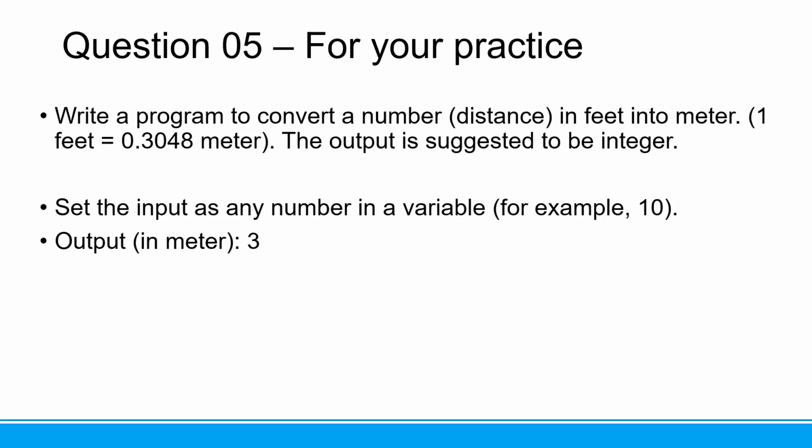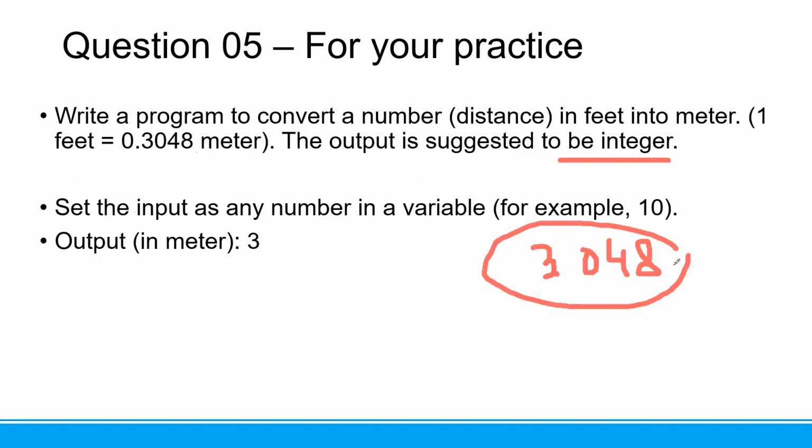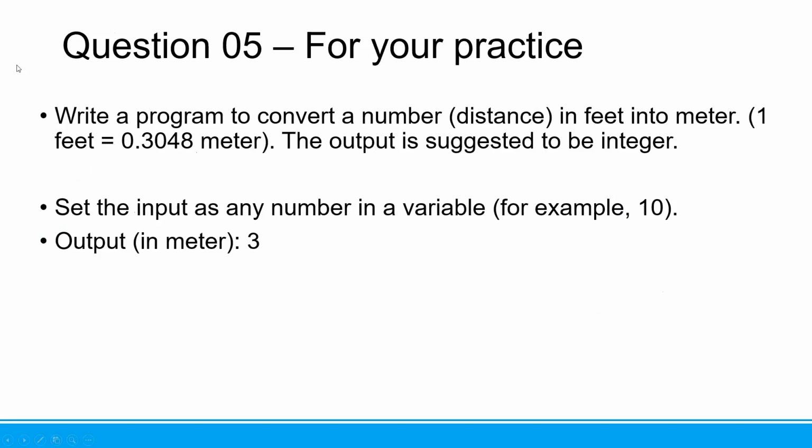Why is it 3? 1 foot is 0.3048 meter. So it means 10 will be multiplied by 0.3048. So it means it will be 3.048. But the problem is the output is suggested to be integer. Then if the result is 3.048, what is the integer of this one? It's 3. Okay. Now let's try. Let's do the practice together. I didn't give any answer for this.